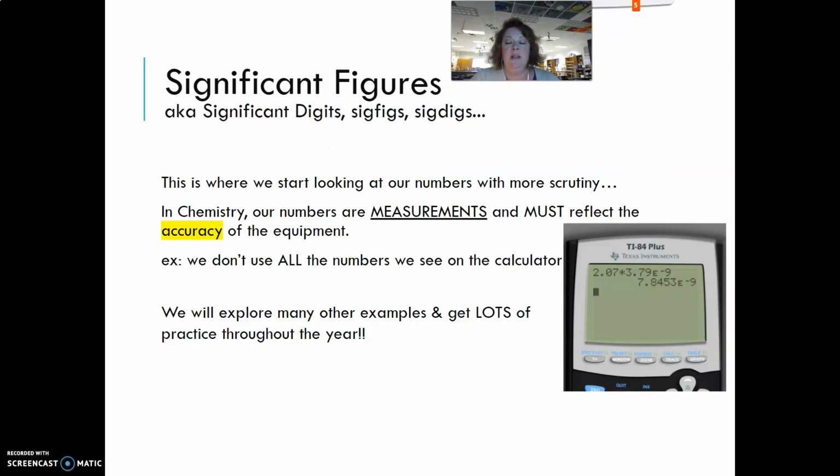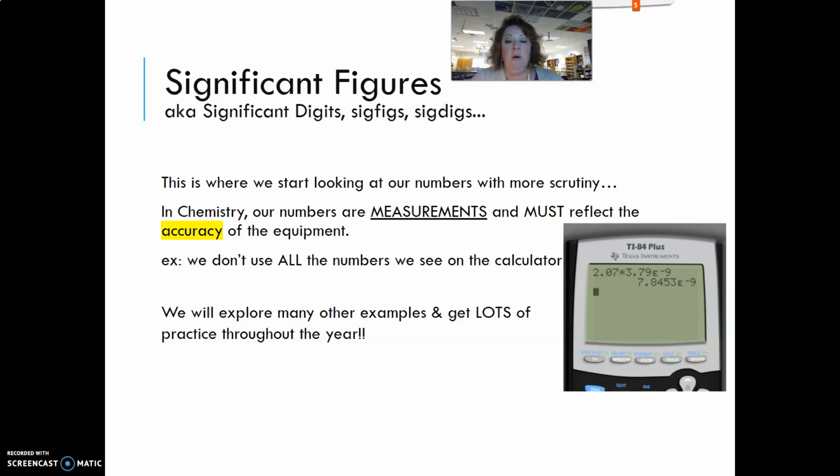So when we talk about significant figures, this will be something that we talk about for the rest of the year. This is something that we will consider in every single calculation that we do for the entire rest of the year. Sometimes they're known as significant digits, sig figs, sig digs, that type of thing. But this is where we start looking at our numbers with more scrutiny. In chemistry, our numbers are measurements. They're not made up numbers. They're not imaginary numbers like they might be in math. And they must reflect the accuracy of the equipment that we use to get those measurements.